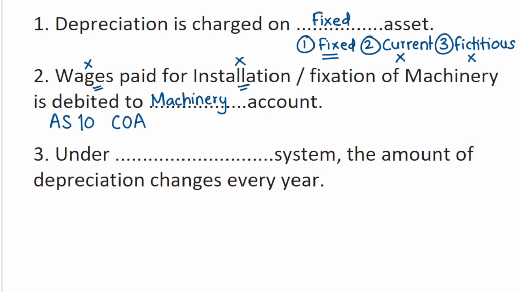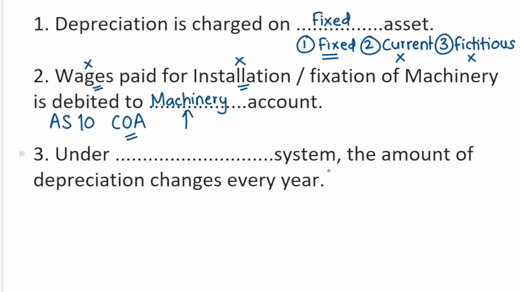Any expenses, so not only wages or installation charges, but construction, repairs, professional fees, any such expenses or transportation. If you have brought the machinery in a vehicle, then you might have paid transportation charges. Then all such expenses that were required to bring the machinery into its working condition is added to its cost of asset. What does that mean? That means we have to add all such expenses, incidental expenses, to the machinery account as it is included in cost of asset.